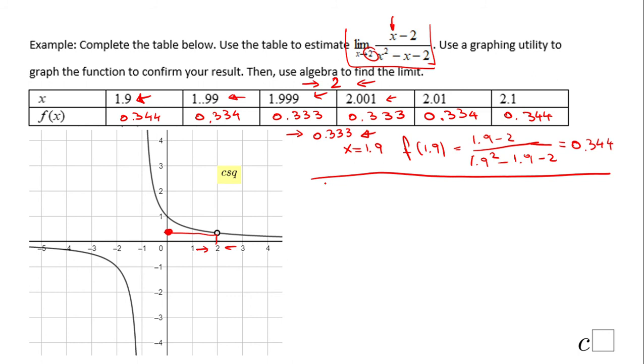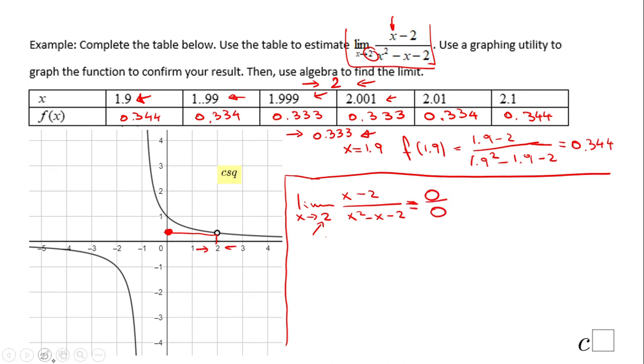And the last thing I'm going to show you here is the algebraic way, which probably is the safest way most of the time. So we have the limit when x approaches 2 of (x minus 2) over (x squared minus x minus 2). The first thing you do when you have a limit is take the value and plug it in. In this case, you'll notice you get 0 over 0, which is called an undefined form. You cannot divide by 0, but 0 over 0 is an undefined form. Whenever there is a limit, you have to be careful.